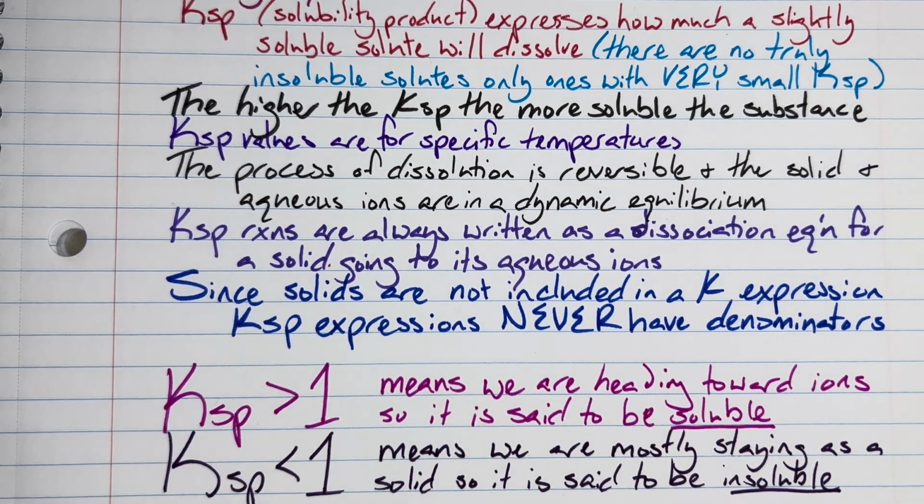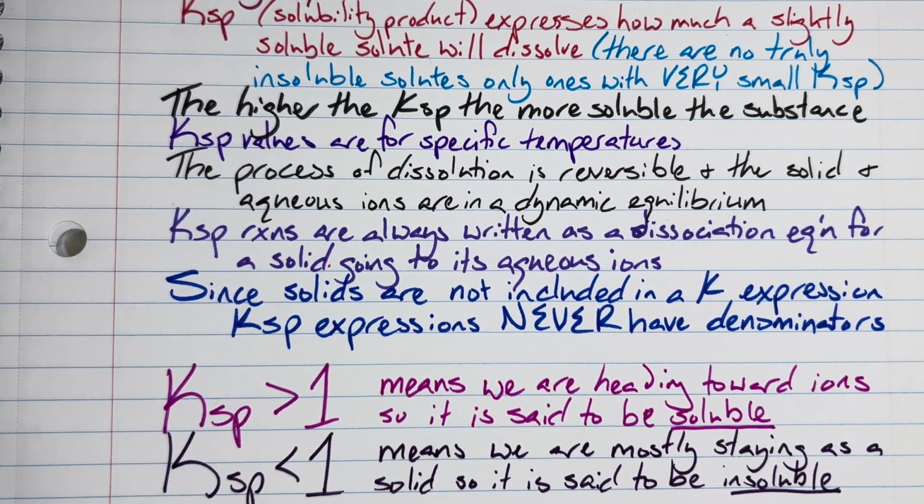This is in comparison to if we have a KSP value of less than 1. This means we're mostly staying solid. Not very many of those ions are dissociating, and so we are said to be insoluble. But remember that nothing is truly insoluble. We are just going to have a very small KSP.